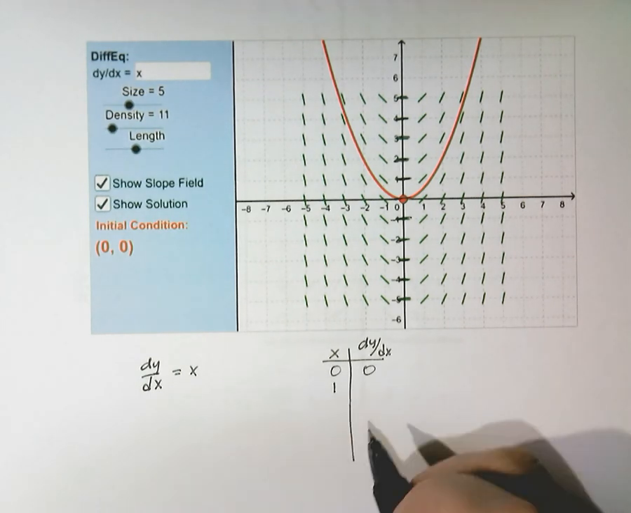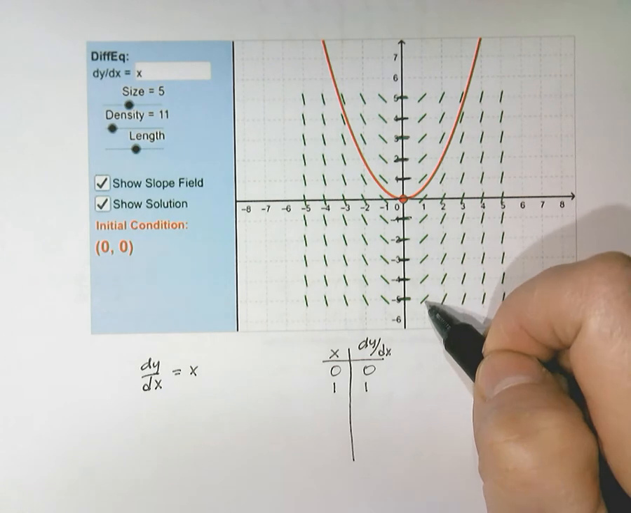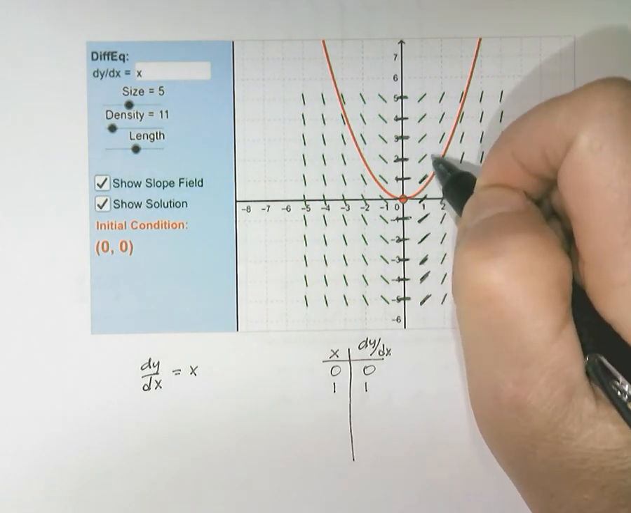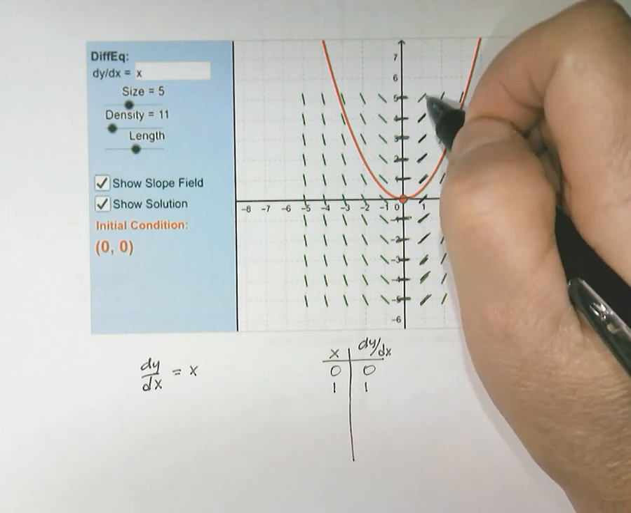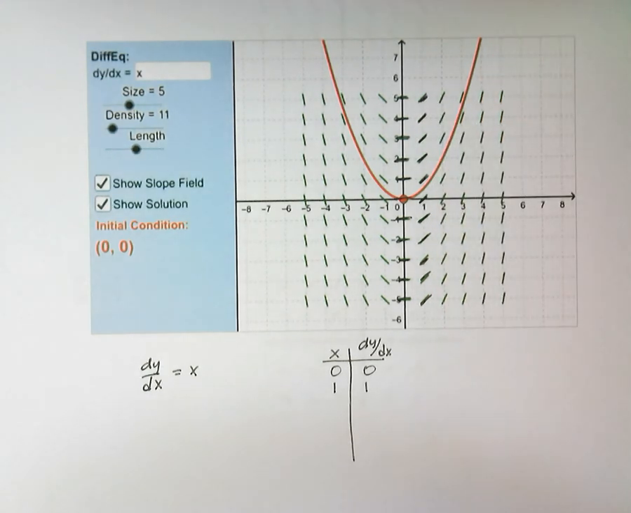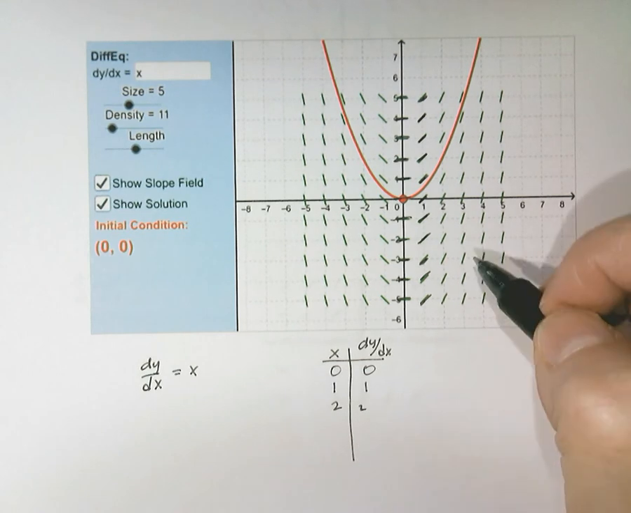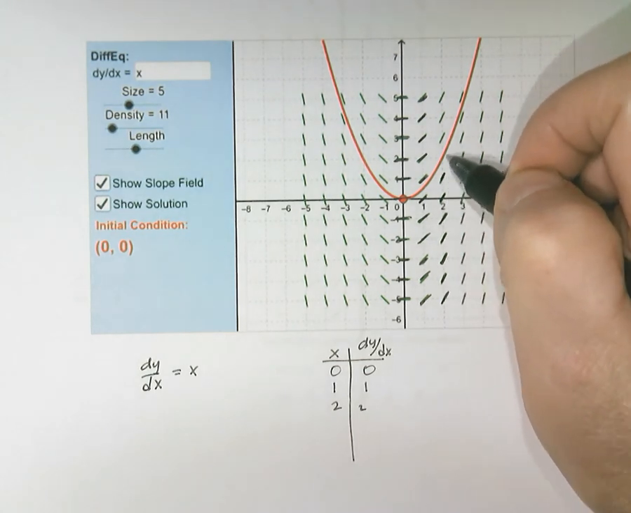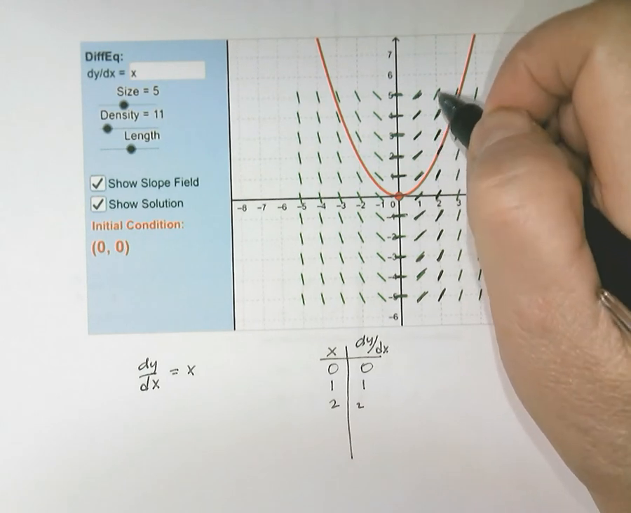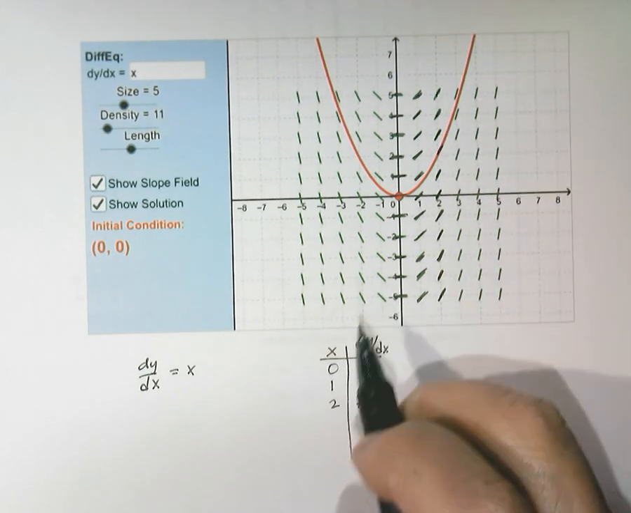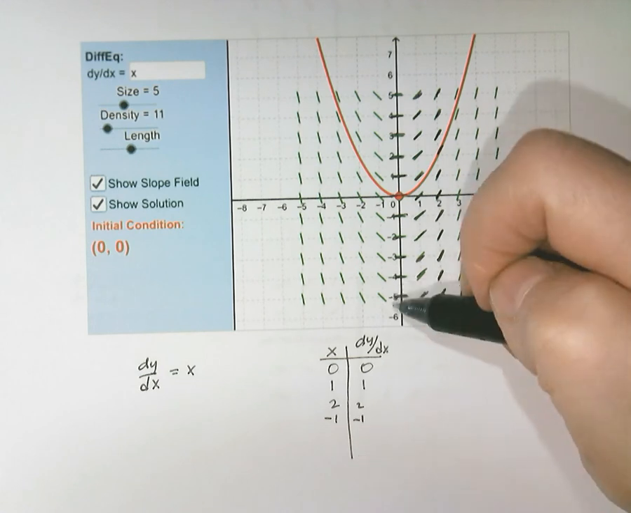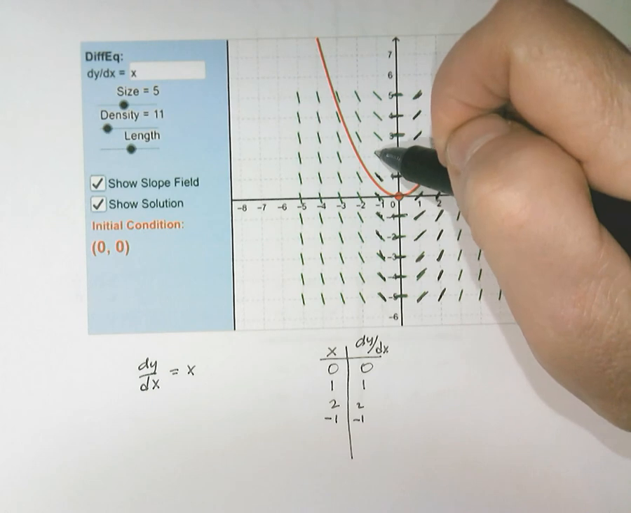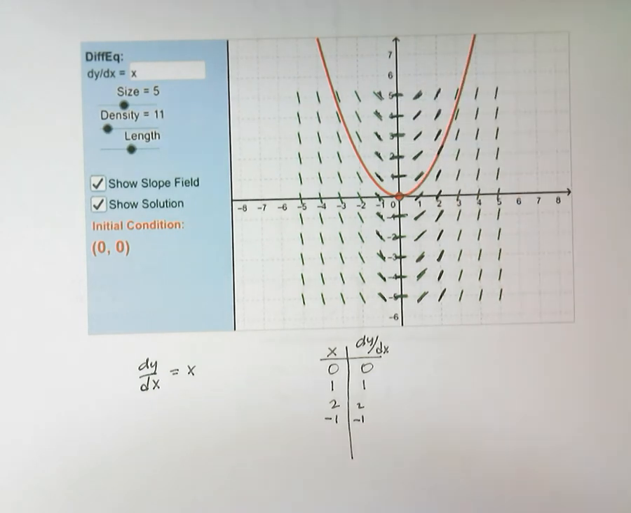When x is 1, my slope is 1. So everywhere x is 1, I draw a little line segment that has a slope of 1. Likewise for 2. So it's a little steeper, and I'm not going to do the whole thing. 3. So on the other side, -1, you'd have a negative slope. And you would generate this whole slope field.